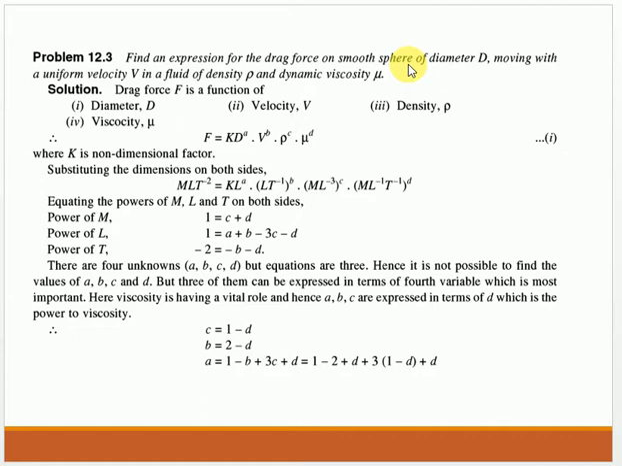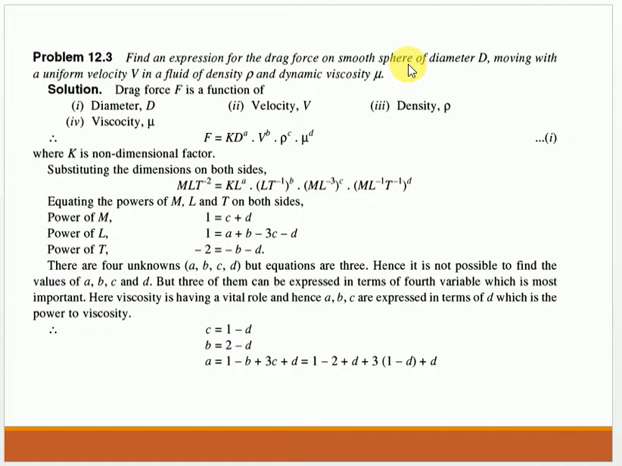For example, if you have a football, the drag force will be much higher compared to the cricket ball because the diameter is much larger. Moving with a velocity, if the speed of the ball is high, the drag force will also be high because it is opposing. In a fluid of density rho, if it moves in air, the drag force will be low.